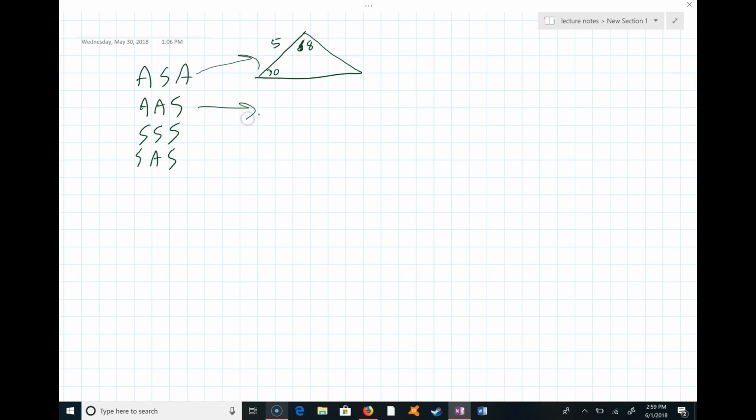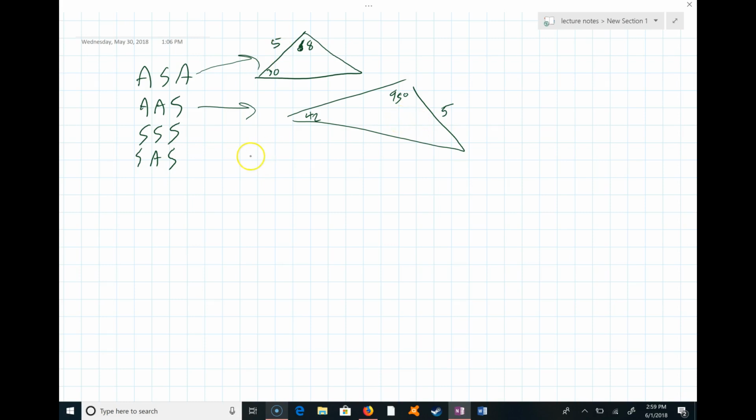And then this one, angle, angle, side, would be where I had a triangle where I knew this angle was 42 and I knew this angle was 95. And then I knew this side was 5 or whatever, right? So again, notice in the first case, the side is between the two angles I know. In this case, the side is not between the two angles I know.